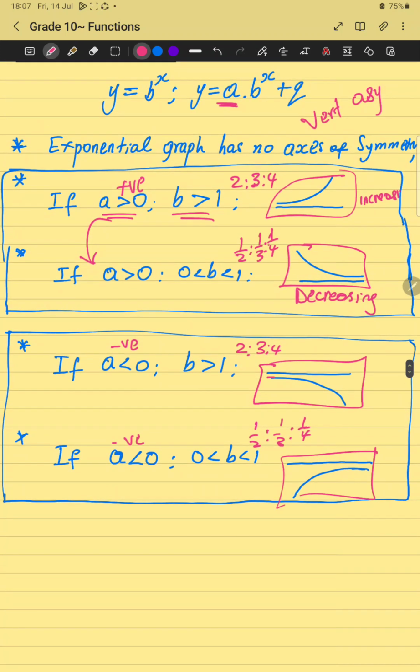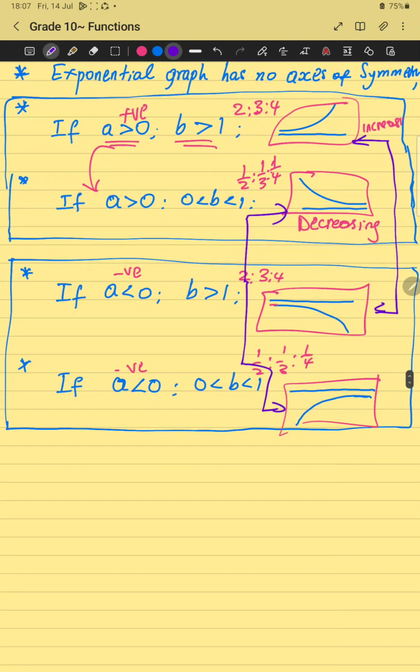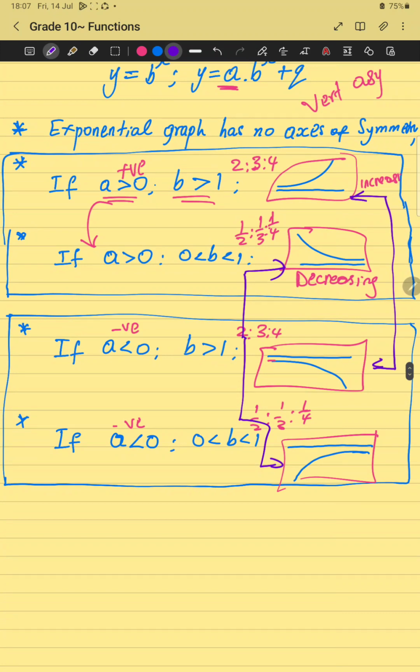Now I can check this one here. The first one corresponds with this one here, and this one over here corresponds with this one here. So you just change only the shape, otherwise they are almost the same.